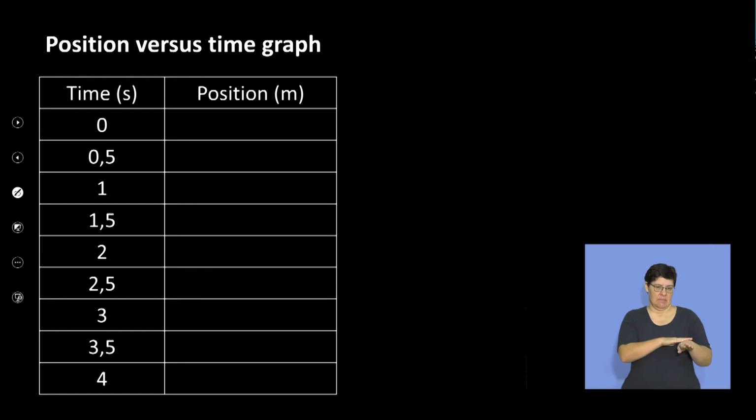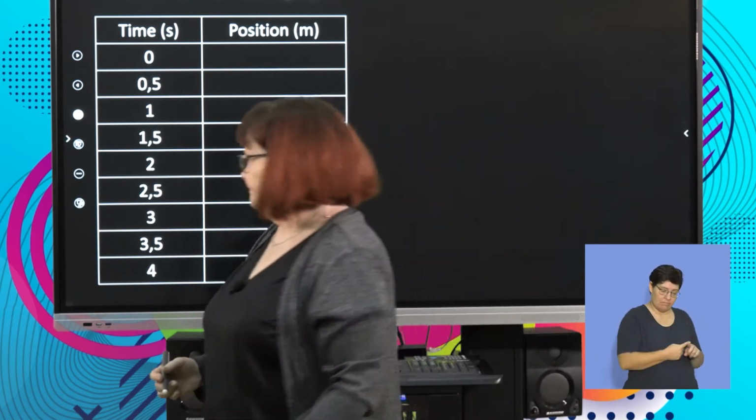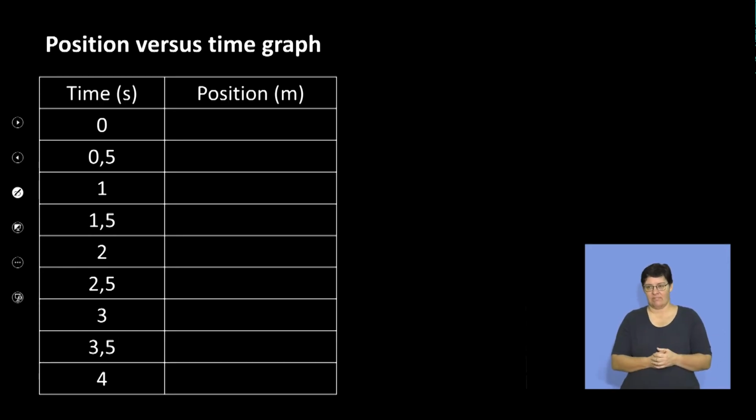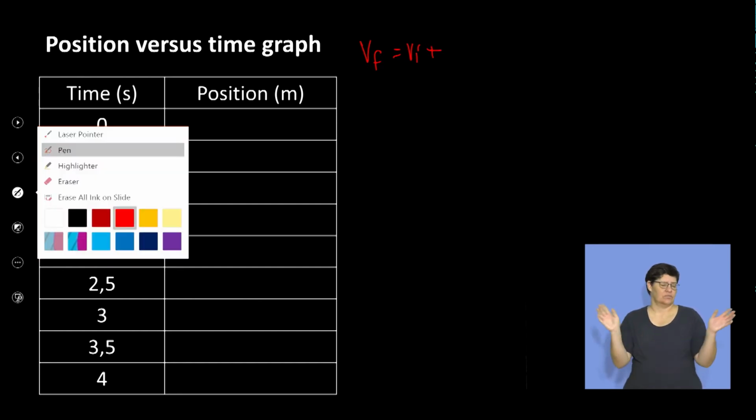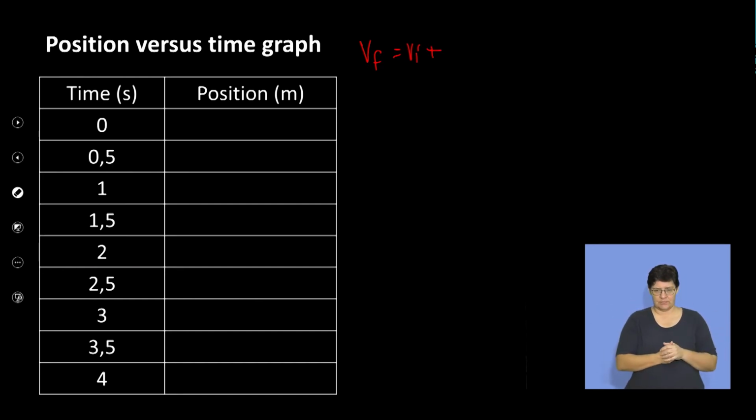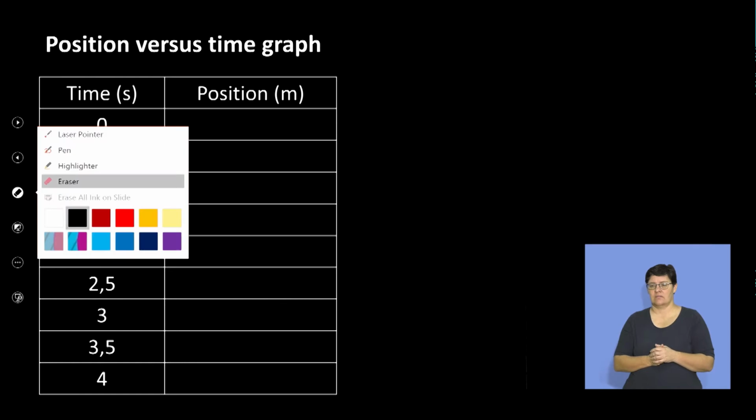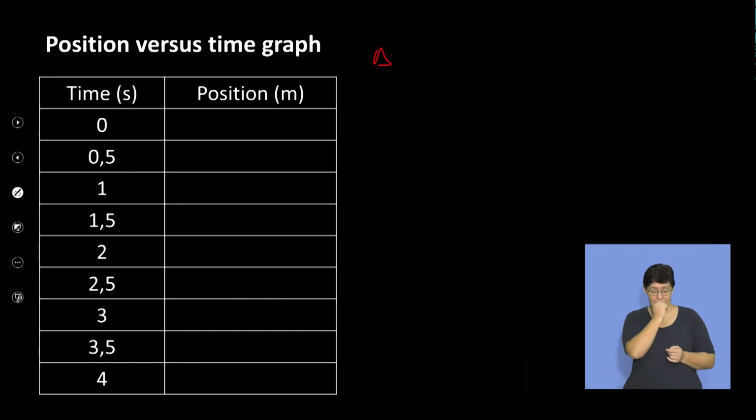So again, I'm taking up as positive. I can't change my sign convention. Okay? You just can't. So we're now realizing that we're going to use VF equals VI. Oh, no, we're not using that one. Again, apparently my brain has gone on strike. So we're going to use delta Y equals VI delta T plus a half a delta T squared. Okay?